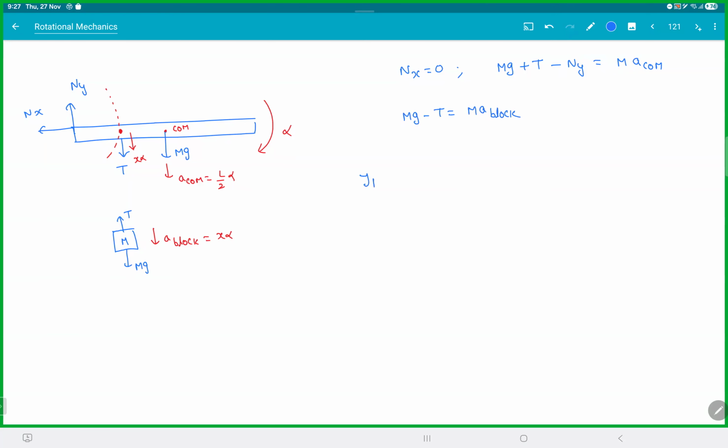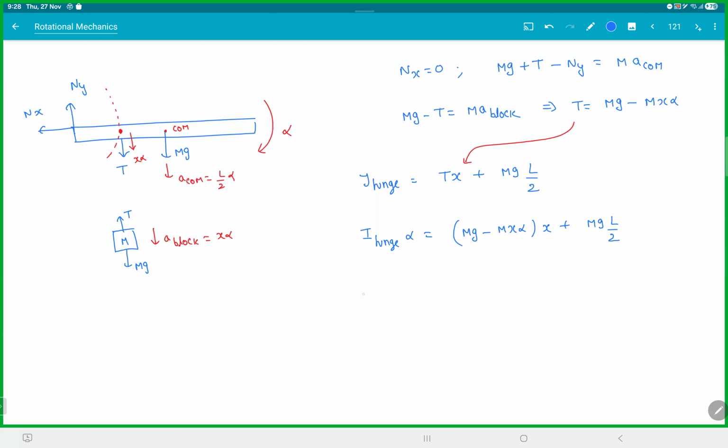Next thing, let's write torque about the hinge. If I take torque about the hinge, Nx's torque is 0, Ny's torque is 0, this will be T into x plus mg into L by 2. This is the torque. But I know torque is nothing but I about the hinge into alpha. But what is tension? Tension will be mg minus m a block, but m a block is m x alpha. Take this and substitute here. And that will be mg minus m x alpha into x plus mg L by 2.